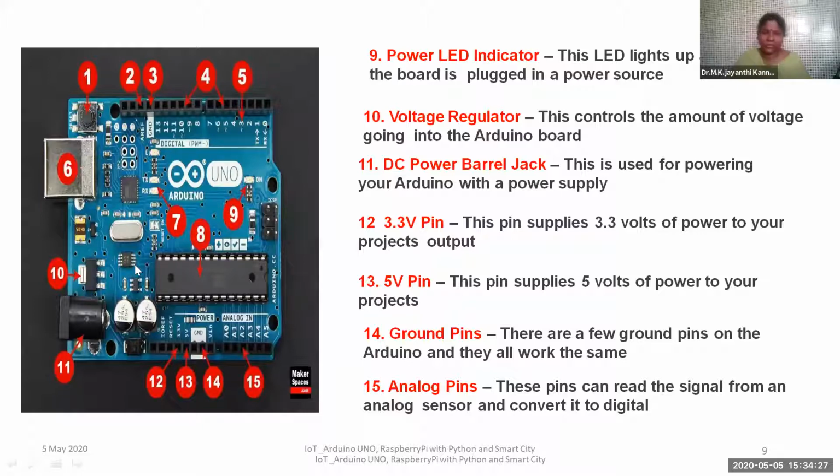The 15th one is analog pin. These pins can read the signal from an analog sensor and convert it into digital. So the 15th pin is analog pin. Through this, we can measure the signal and the analog signal will be converted into a digital signal through the 15th pin. So these are the 15 main components or elements of our Arduino 1.0 or Arduino UNO microcontroller.